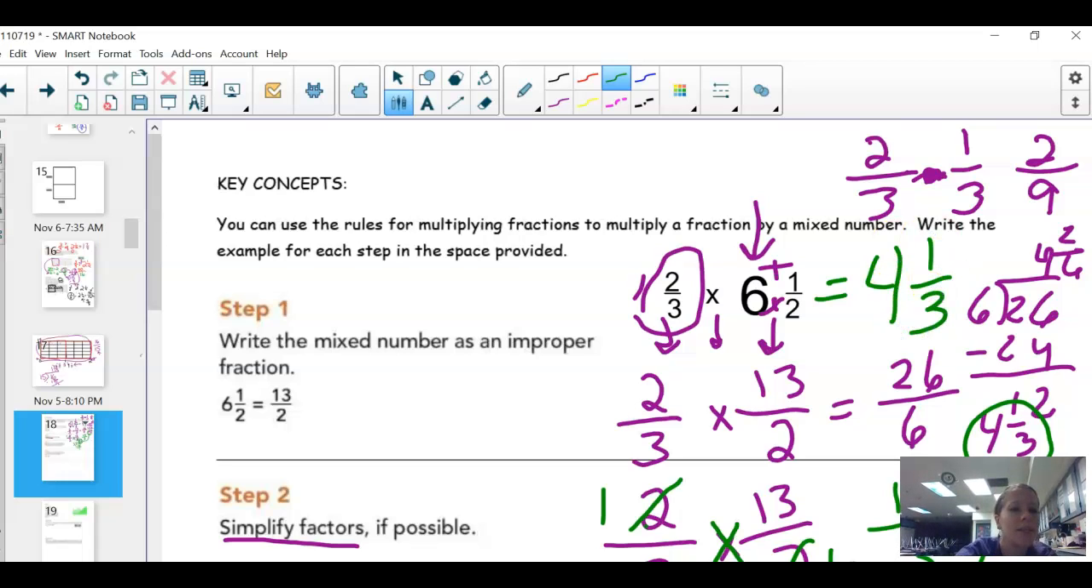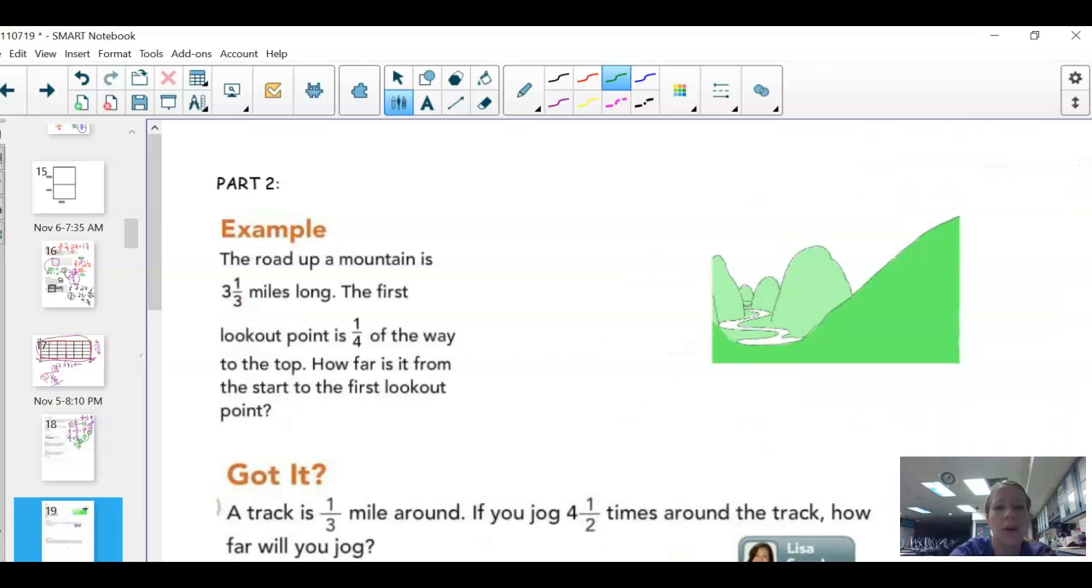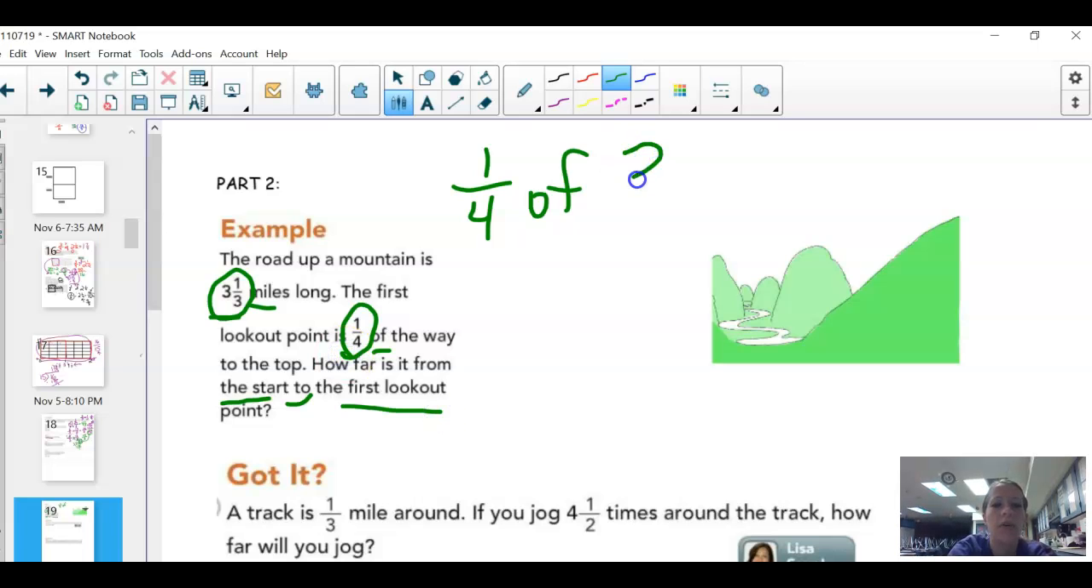Sorry for the messiness. Okay, let's go ahead and look at the next problem. The road up a mountain is 3 1/3 miles. Don't forget to circle and use your strategies. The lookout point is 1/4 of the way. So I hear 1/4 of the way. How far is it from the start to the first lookout? So 1/4 of the way, and the full way is 3 1/3. Okay, try it. Pause me when you're done.